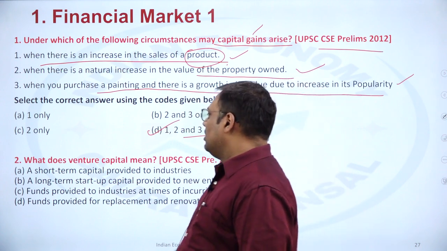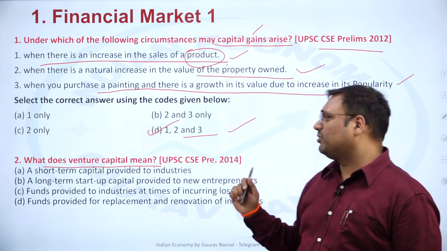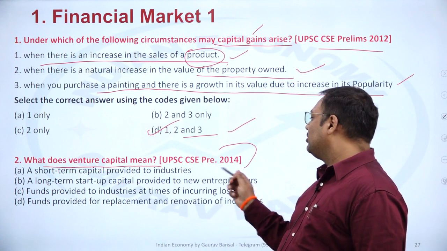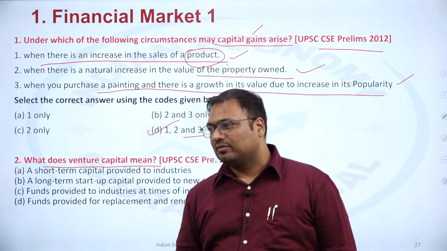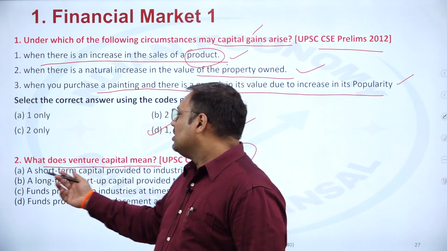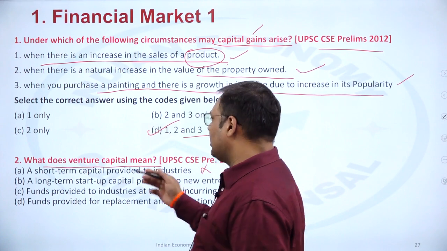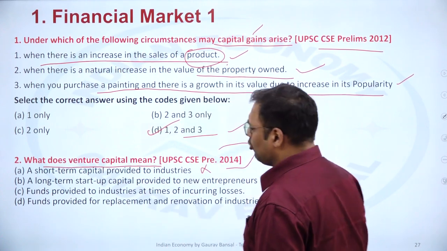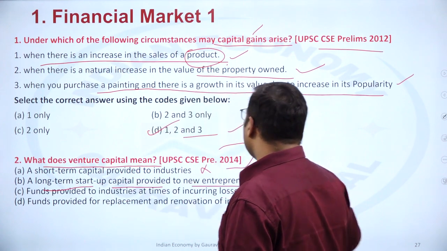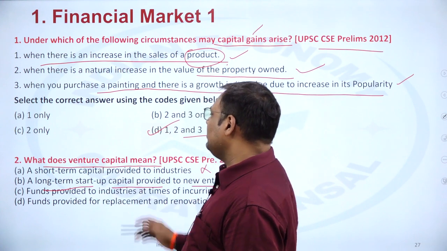Okay. Second, what does venture capital mean? This is also a past year question. Nowadays everybody knows what venture capital is, but in 2014 it was not a very popular term in India. So in 2014, the option said venture capital is short-term capital provided to industry. Short-term is not a condition with venture capital, and generally it is not short-term, it is long-term. A long-term startup capital provided to new entrepreneurs. That is correct. Not necessarily correct, but that is correct.